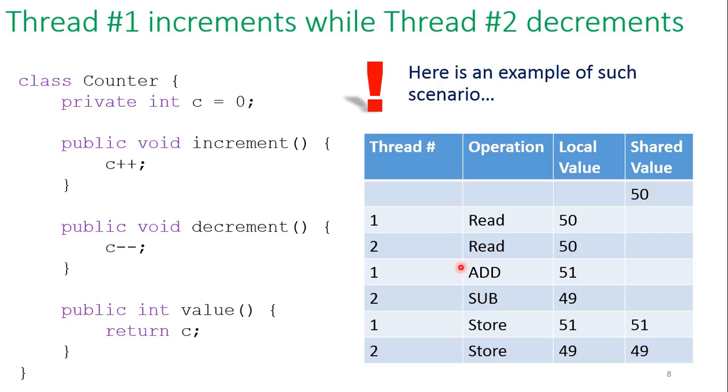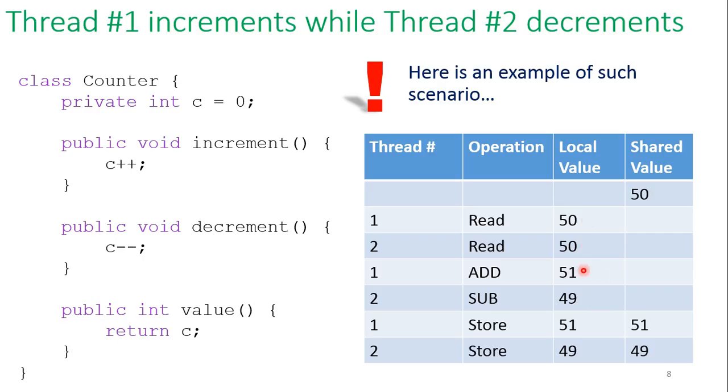And we switch back again to thread number 2. Thread number 2 is at roughly the same step of the process, except that instead of adding, it wants to subtract. So it's going to take whatever it read from the shared field, which was 50, and it's going to decrement it by 1. So we get 49 in the local register for thread 2. So we have values here, 50, 50, 51, 49, okay?